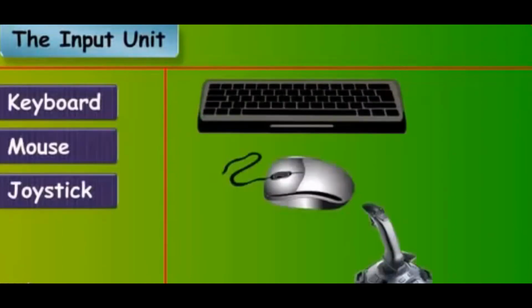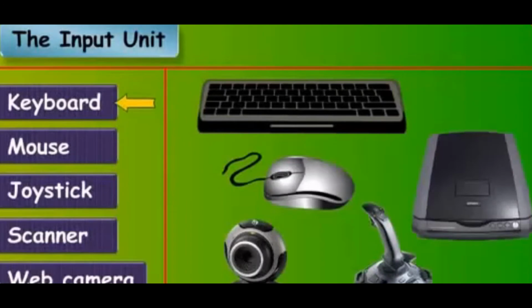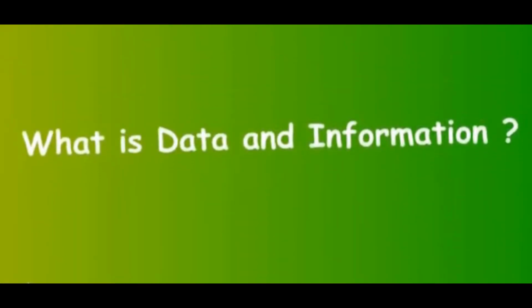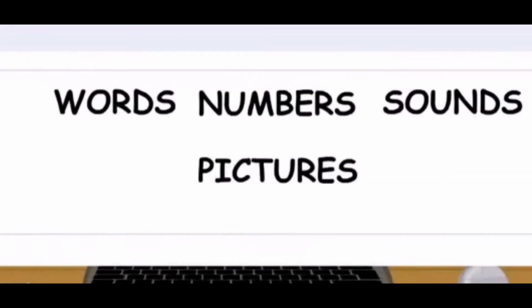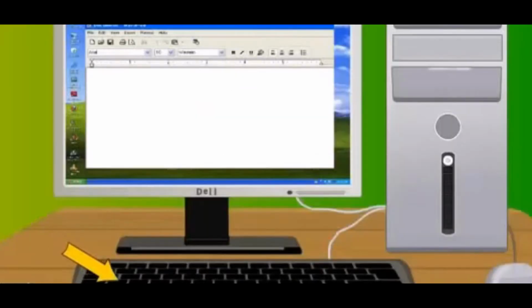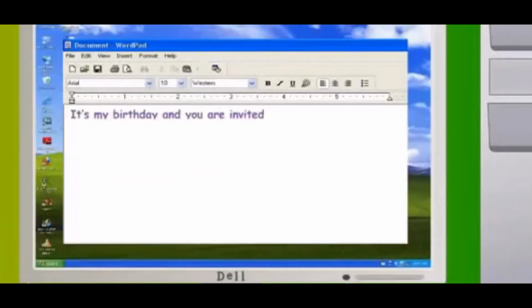The input unit. The input unit consists of input devices such as the keyboard, mouse, joystick, scanner, web camera. The input devices give data and instructions to the computer system. Now the question is, what is the data and information? In computer studies, data means words, numbers, sounds or pictures which are entered as input in the computer. Information means the output that is displayed after the data has been processed.